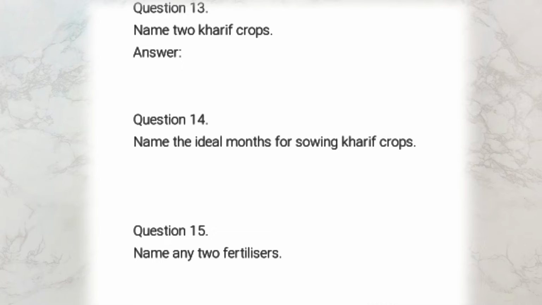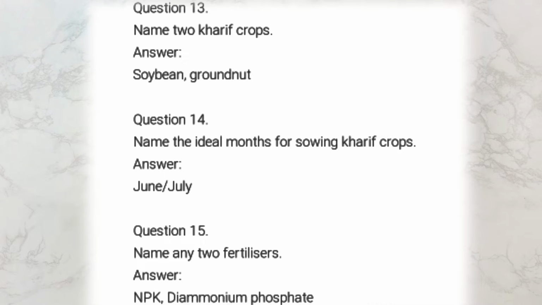13th question is, name two kharif crops. And the answer is soybean, groundnut. 14th question is, name the ideal month of sowing kharif crops. And the answer is June, July. 15th question is, name any two fertilizers. And the answer is NPK and diammonium phosphate.